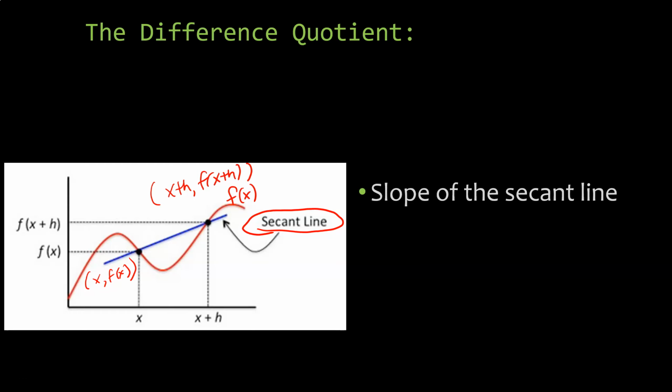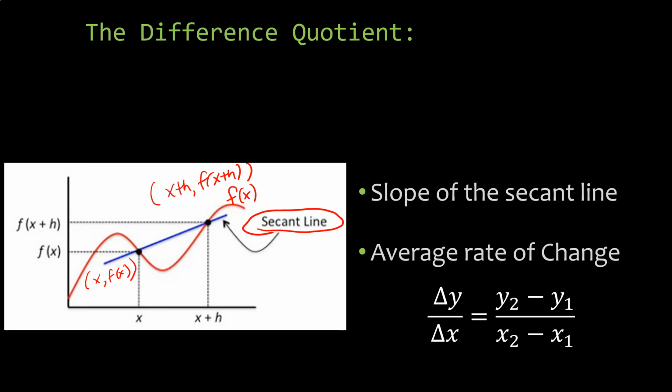Now when we're looking at the slope of the secant line, we are looking at the change in y over change in x, and that is also defined as the average rate of change of a function. And that would be y2 minus y1 over x2 minus x1. So we have y2 minus y1, that's the difference in y. And then x2 minus x1, that would be the difference in x. And in this case, the difference would just be h.